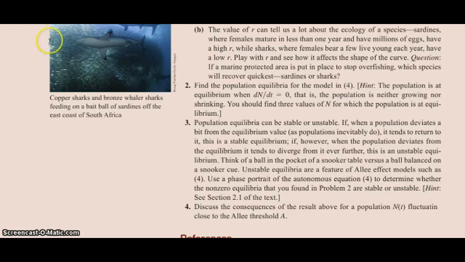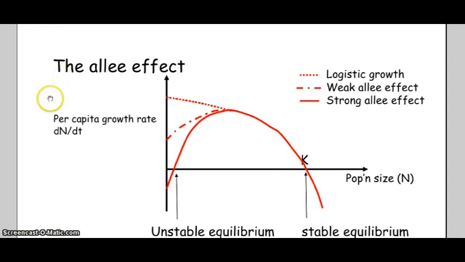I have made a phase portrait of the autonomous equation here, and this is the result. For the Allee effect, the y axis is the per capita growth rate, dN over dt, and the x axis is the population size. We know that where the population growth diverges, that is an unstable equilibrium, and where the population converges to one point, the Allee effect has a stable equilibrium. At this point it diverges, while at this point it converges.